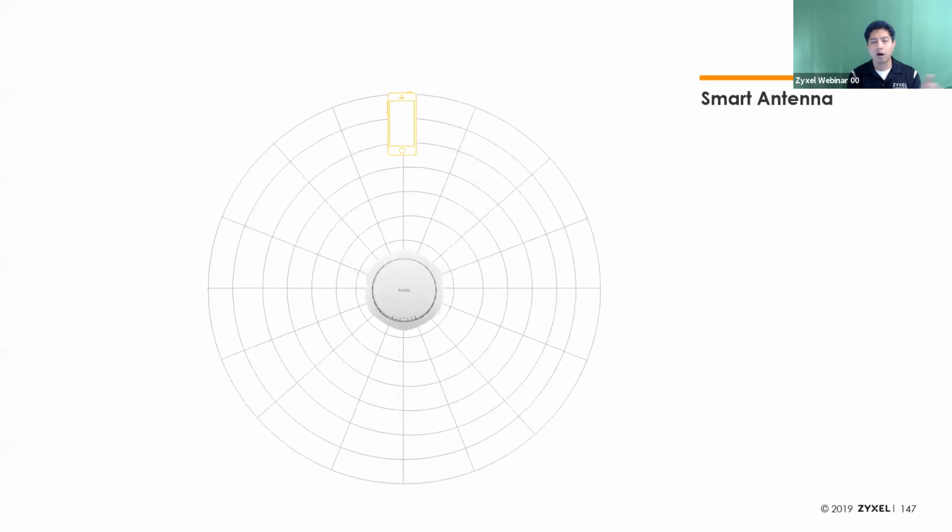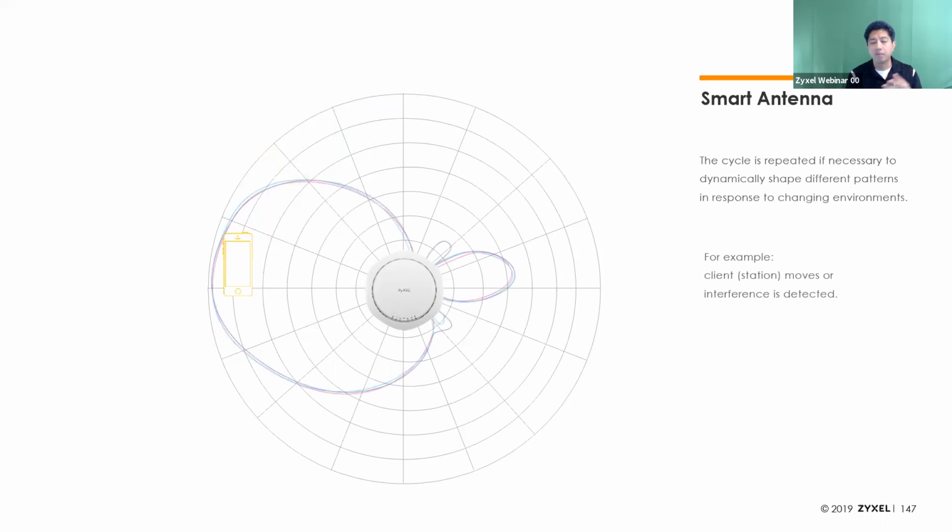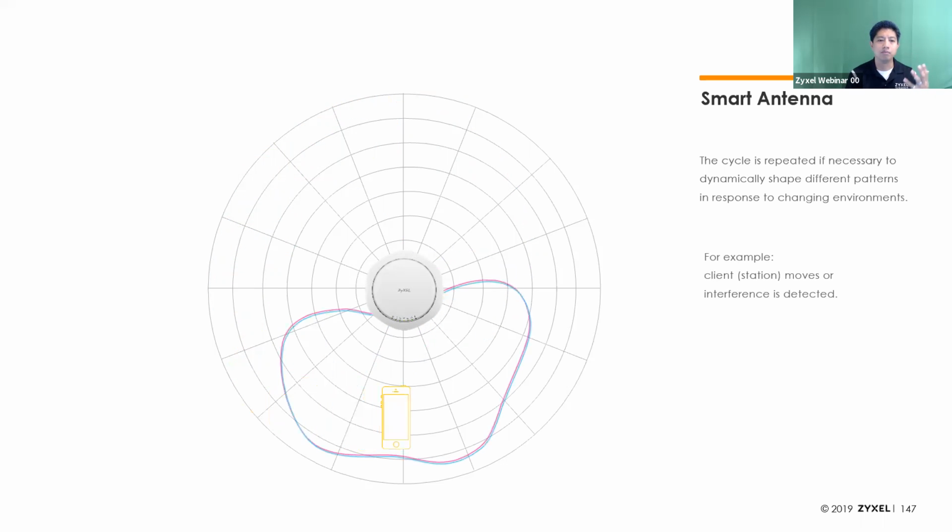But what happens if you are roaming? Because we're not just sitting there idle most of the time. So as the client moves, the AP and the smart antenna technology will actually move along with it and find another pattern that will fulfill the need to communicate with that device.